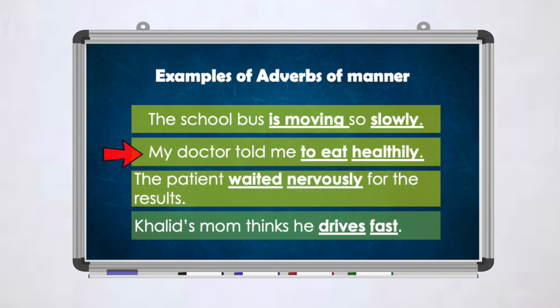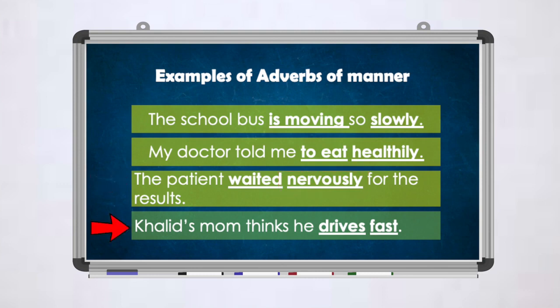My doctor told me to eat healthily. So the word healthily is describing the way I should eat. So it's describing a verb. The patient waited nervously for the results. So nervously here is also describing the verb.